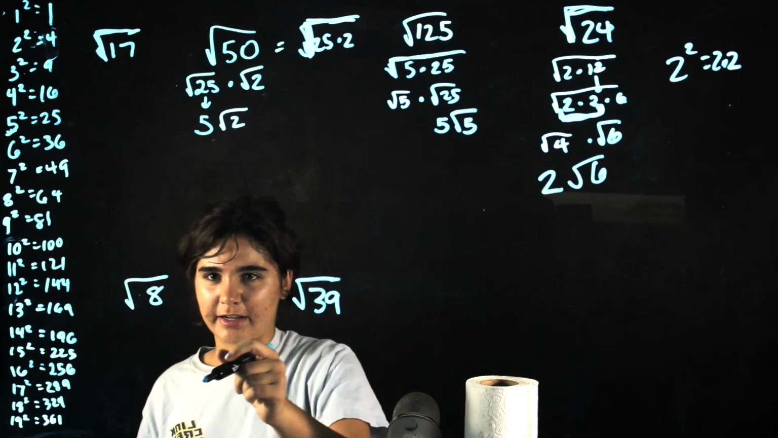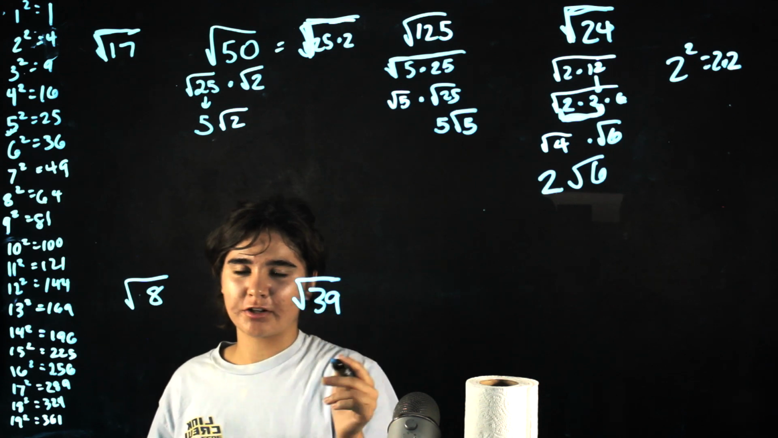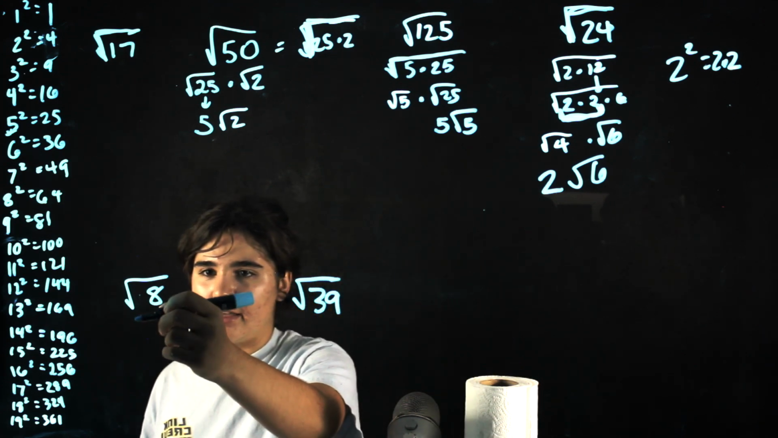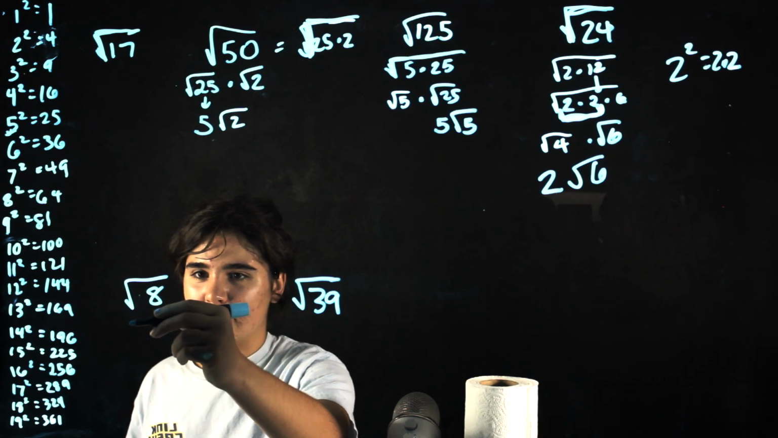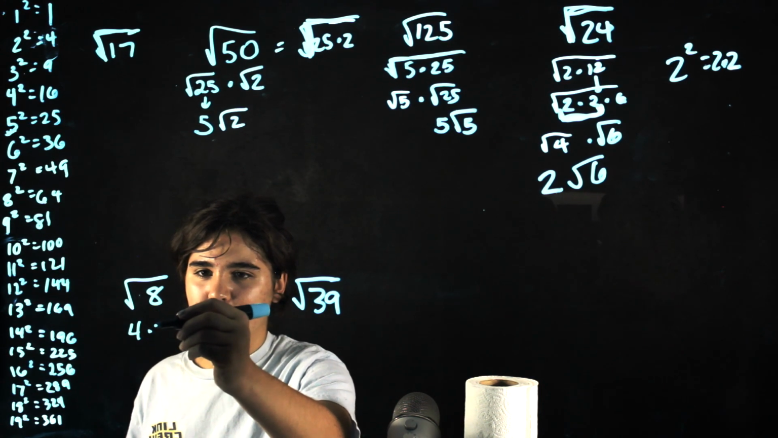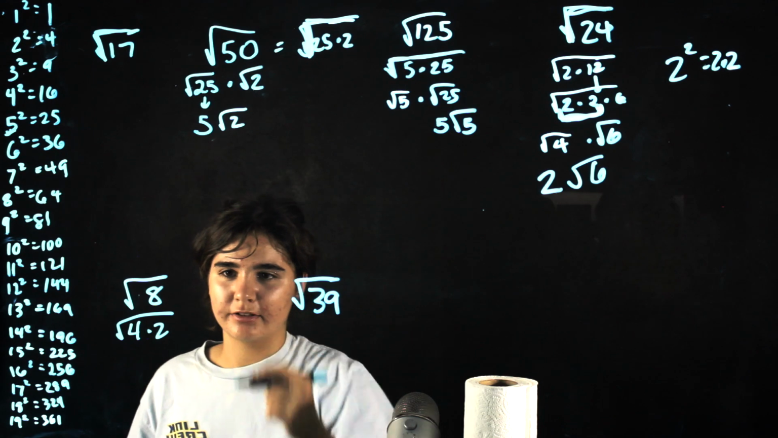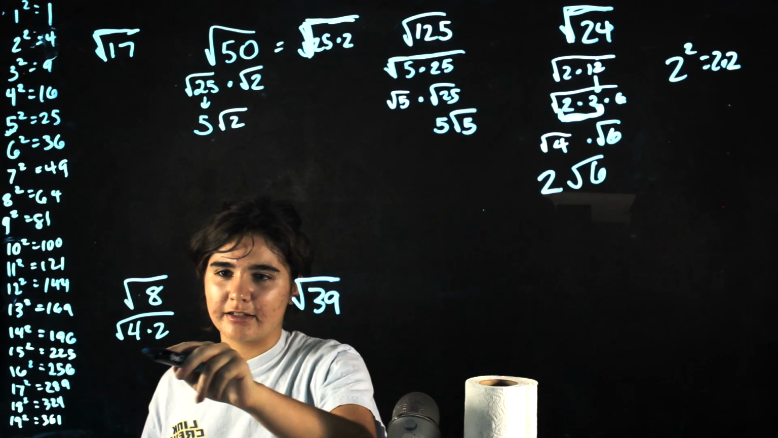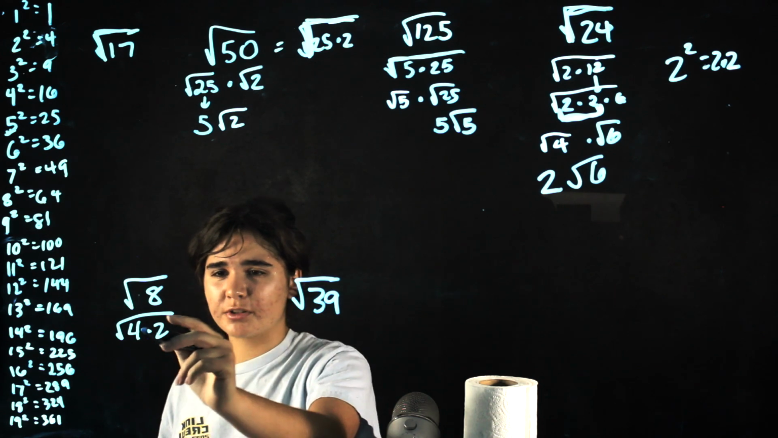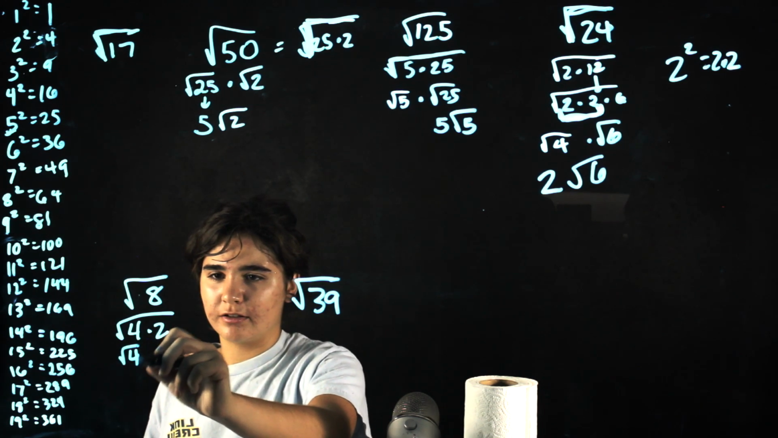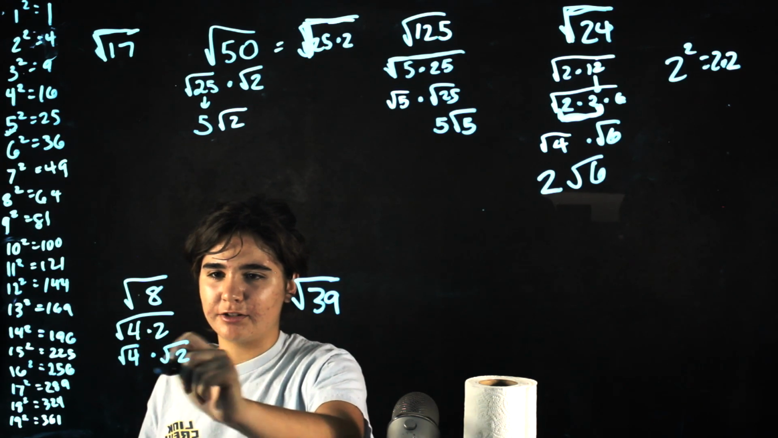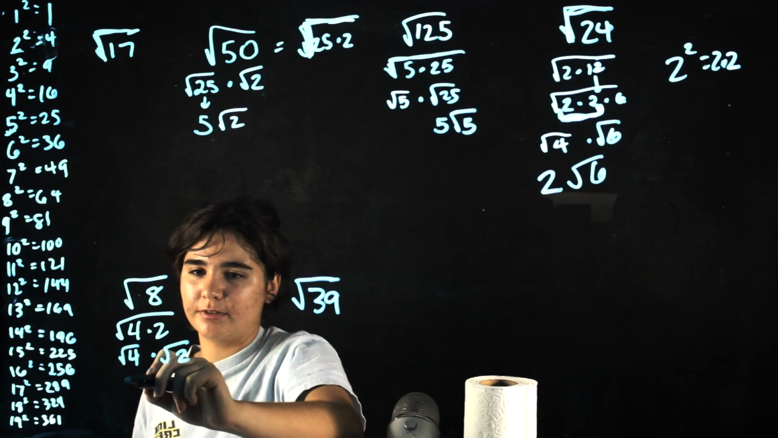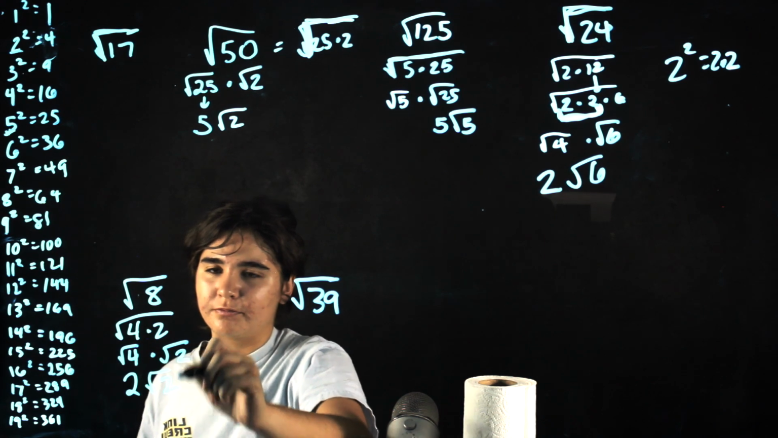So, rad 8. We're going to try to look for numbers that multiply to 8. And 4 times 2 immediately comes up for me. So 4 times 2 is 8. Again, we know that 4 is a perfect square. This is rad 4 times rad 2, and we know that rad 4 is equal to 2, so this is just going to be 2 rad 2.